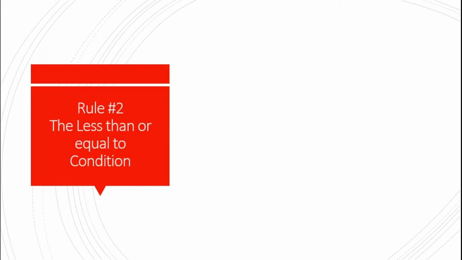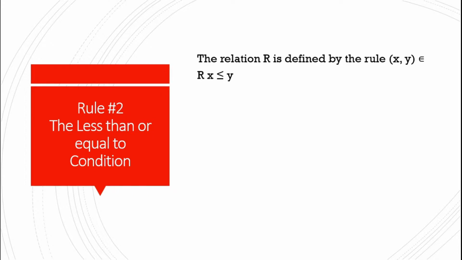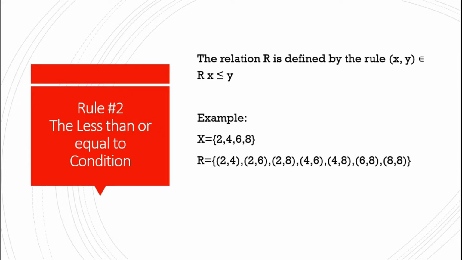Rule number 2, the less than or equal to condition. The relation R is defined by the rule the ordered pair (x, y) is a member of R if x is less than or equal to y. For example, we have set x with 2, 4, 6, and 8. We will have R equal to the ordered pairs (2, 4), (2, 6), (2, 8), (4, 6), (4, 8), (6, 8), and (8, 8).